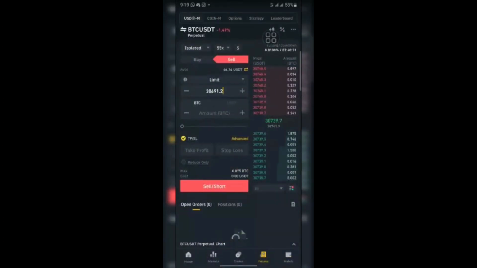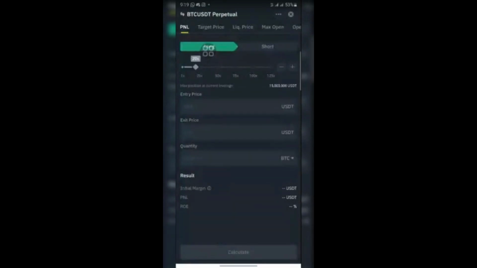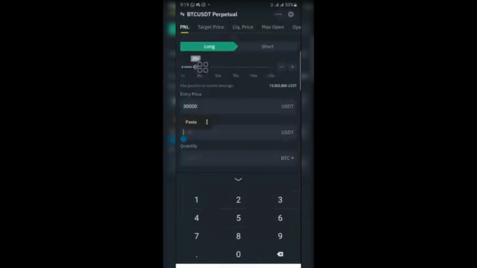Then this plus and equals sign. This is a calculator. So you want to calculate if you are longing this market and you are using 20x leverage. Let's say you enter at 30,000, and you want to exit at 35,000. So what would be my gain? This quantity doesn't matter.